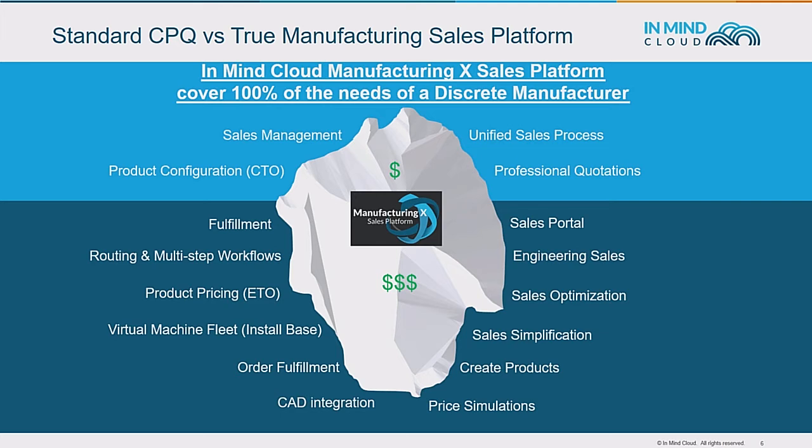For example, what about product pricing if I don't have that in ERP, as I mentioned before? How about my virtual machine fleet? What is the install base which my customers already have? It's about sales optimization. For example, what is my margin? If I sell three more products, does that help me find a better price for the customer? We're talking about price simulations also.